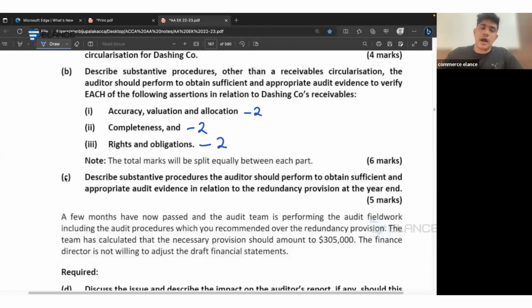So they have asked a substantive question here. Actually, not a direct question here, but one which is based on the scenario. Describe the substantive procedures the auditor should perform to obtain sufficient and appropriate audit evidence in relation to a redundancy provision at the year end. So what are the procedures to be performed by the auditor to confirm the redundancy provision at the year end?